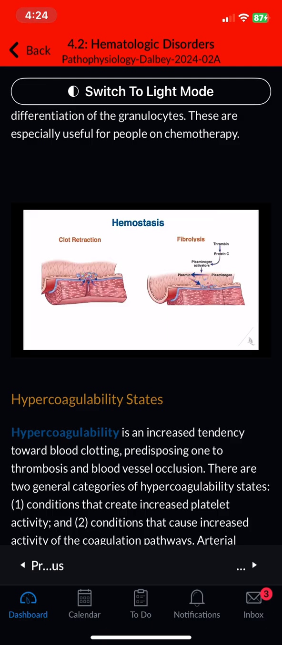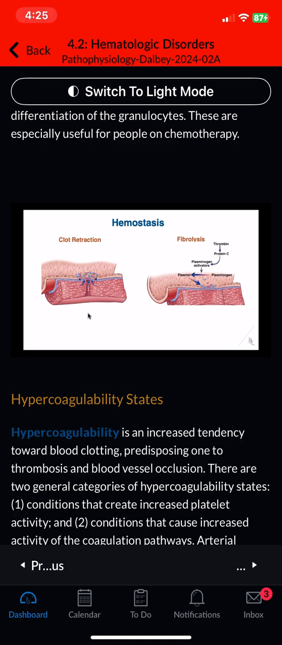So after a clot forms, there are 2 important processes that take place. So the first is pictured here, and it's clot retraction. This occurs within the first hour after a clot has formed. So the platelets are adhered together and to fibrin. Inside the platelets, there are filaments like actin and myosin. It's very similar to what we have in muscle.